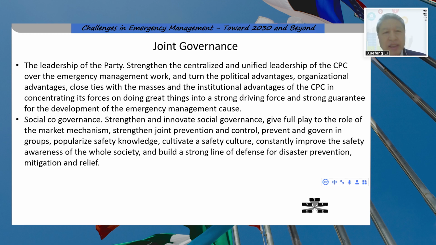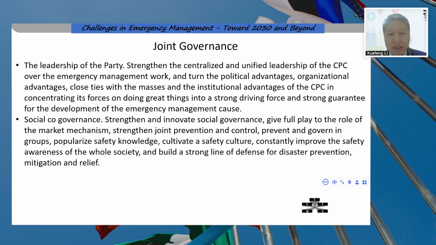And the last point is joint governance. Joint governance is becoming a trend in modern society. And in China, we have our characteristics. For example, the Communist Party of China is everywhere. The pioneers or the most proactive people are basically absorbed in the party. So we need to insist on the leadership of the party.